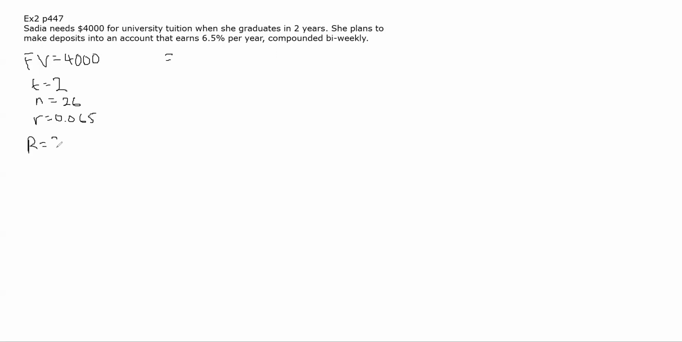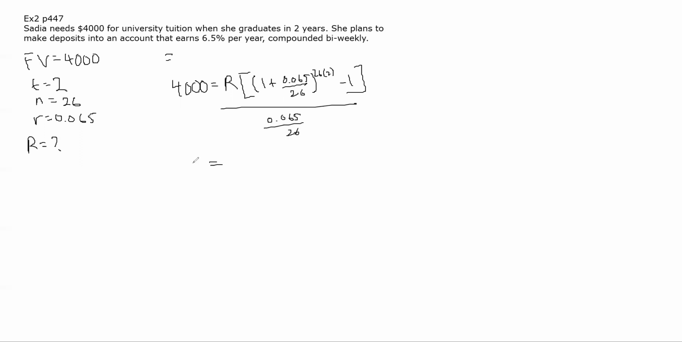Let's do it. What is my recurring payment going to be? 4,000 is equal to my bi-weekly payment, 1 plus r divided by n to the power of 26 times 2, minus 1, all over 0.065 over 26. So I'm going to do the bracket portion and divide it with the interest rate. 0.065 divided by 26 plus 1 to the power of 52, subtracted by 1, divided by this.